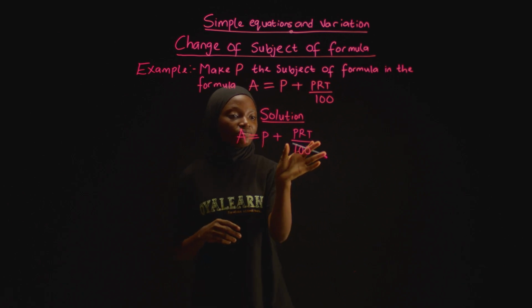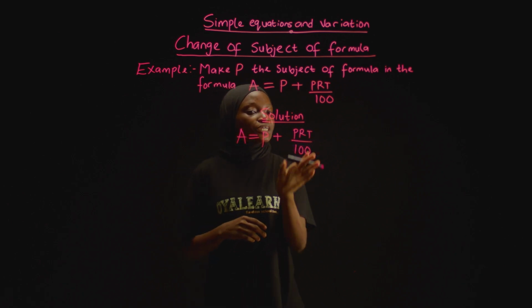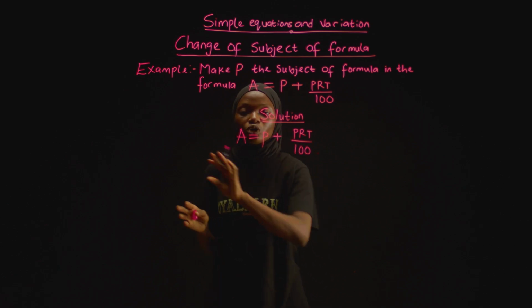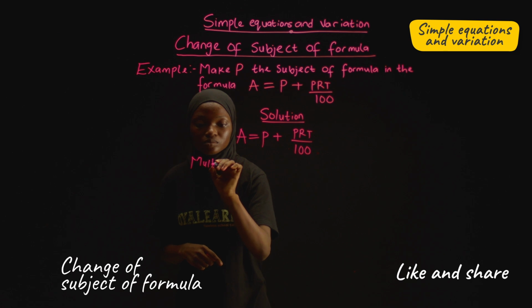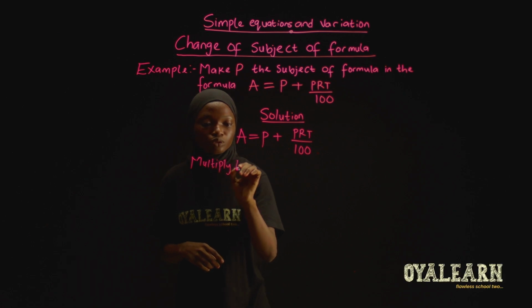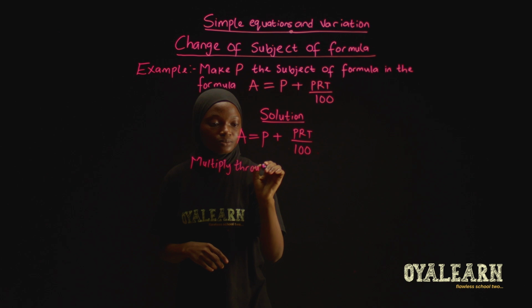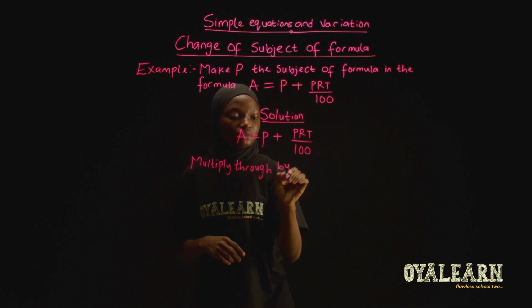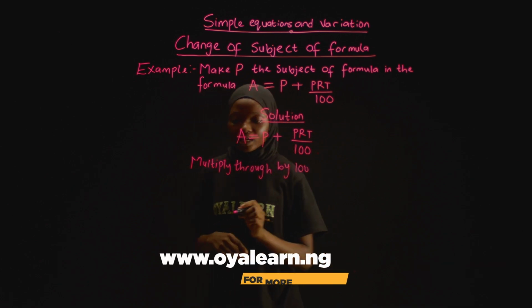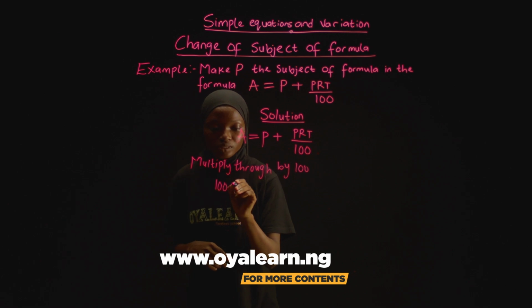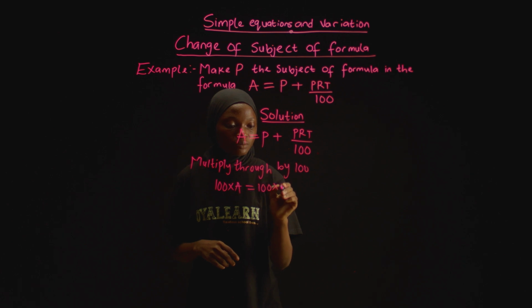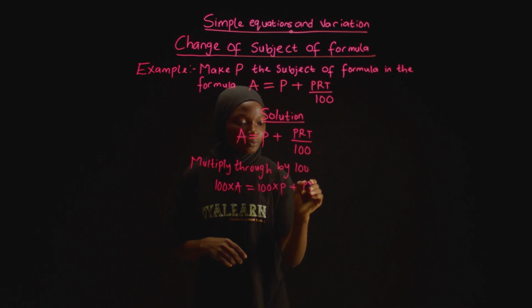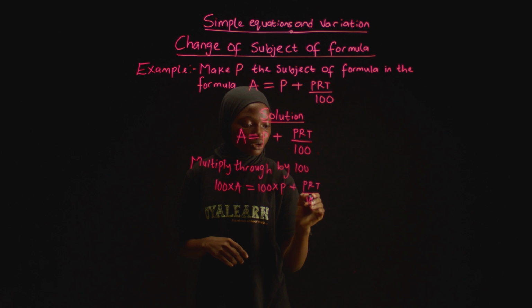Now the first thing, we have this fraction over 100. Let's try and remove this first. And to do that, we multiply through by 100. So we have 100 times A equals 100 times P plus PRT over 100 times 100.